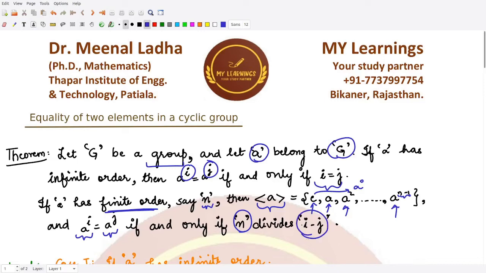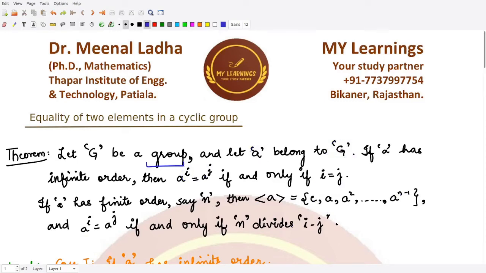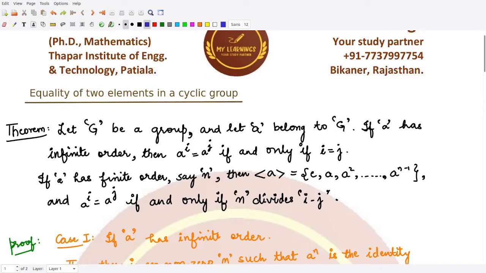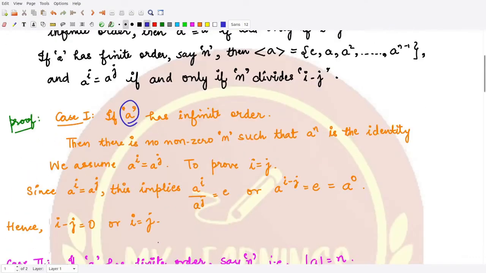So this is the theorem. We'll be looking at the proof of this theorem. So let's see the first part here. For case 1, we assume that the order of this element A is infinite. If A has infinite order, let's see what happens.